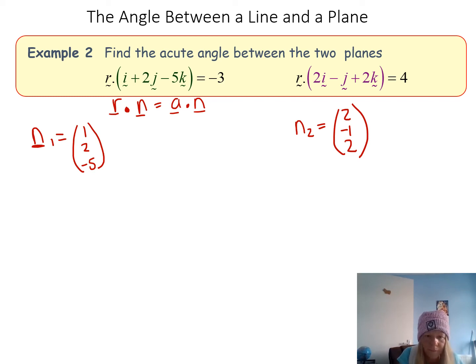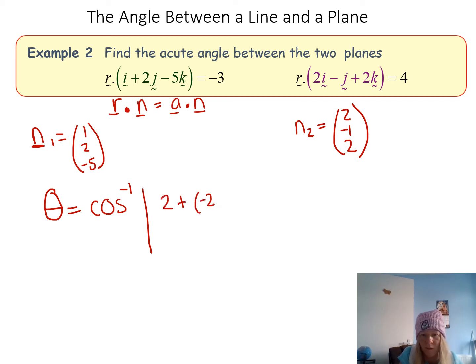So theta equals cos to the minus 1 of n1 dot n2. So 1 times 2 is 2, plus 2 times minus 1, plus 5 times minus 5 times 2, minus 10. And then mod of that one, 1 plus 4 plus 25 makes 30. Times mod of that one, 4 plus 1 plus 4 makes 9.